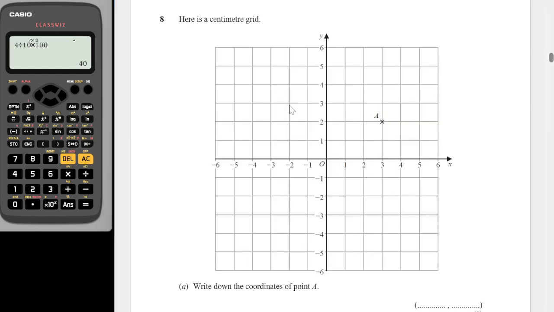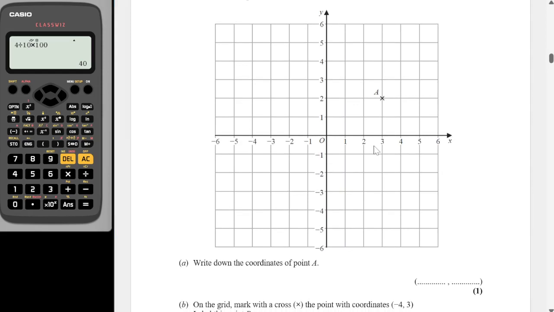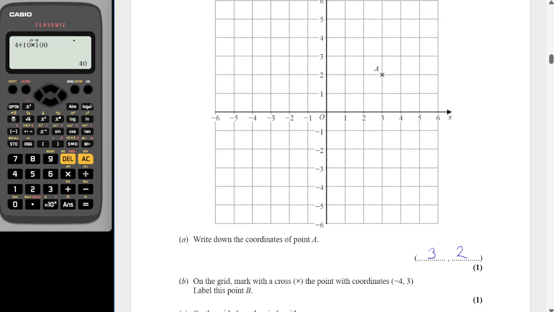Okay, question 8. Here is a centimetre grid. Write down the coordinates of point A. So point A is at, we always give our x value first of all, so that would be 3, 2. Part B, on the grid, mark with a cross the point with the coordinate minus 4, 3. So minus 4 across and 3 up would be that point there. Label the point B, so B.